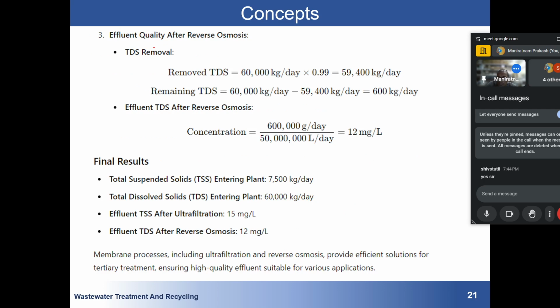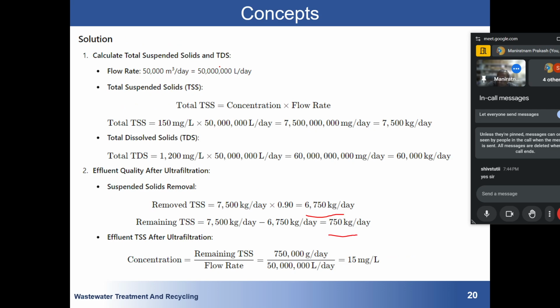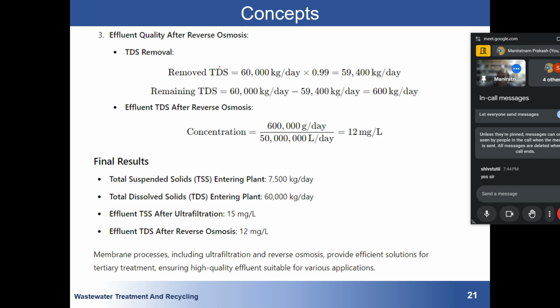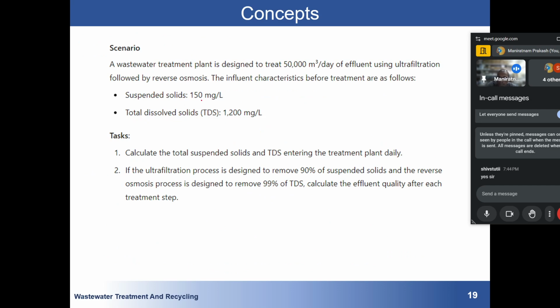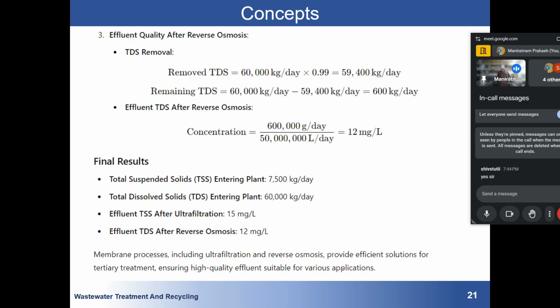Similarly, the TDS removed. I think I made one mistake here. So the effluent quantity after reverse osmosis, the removed TDS, is this much kg per day. You can see that initially the suspended solid was this much kg per day. After treatment, it is 15 milligram per liter. Similarly for TDS, this much was coming, and 99% was the efficiency, so this much will be removed. The remaining will be 600 kg per day, and dividing by the flow we get the concentration, that is 12 milligram per liter.